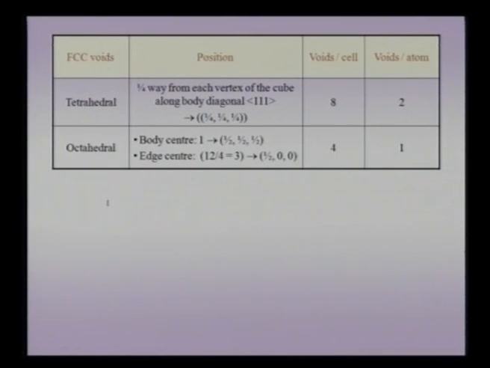So let me tabulate these values before I show you some models to better visualize these octahedral and tetrahedral voids. The tetrahedral void is located 1/4 way from each vertex along the body diagonals. There are 8 voids per cell, and since there are 4 atoms per cell, there are 2 tetrahedral voids per atom. The octahedral void is located at (½, ½, ½), which is nothing but the body-centering position. It is also located at the edge center, which is (½, 0, 0) and equivalent positions. So there are 4 voids per cell, and as we saw, the ones at the edges only contribute 1/4 to the unit cell, and the number of voids per atom is 1 octahedral void per atom.